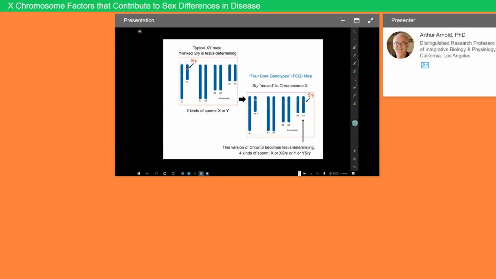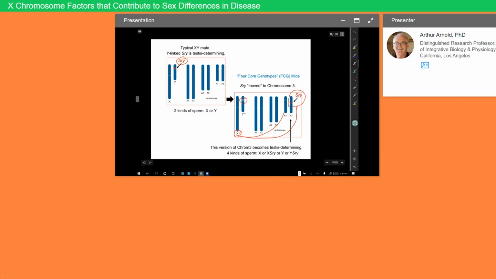A typical male on the left has the SRY gene, the testis determining gene, on the Y chromosome, and that male makes two kinds of sperm, either Y-carrying or X-carrying sperm. Whereas in the four core genotypes model, the SRY is not on the Y chromosome. It's been lost through a spontaneous deletion, and the SRY gene is inserted as a transgene onto chromosome 3. So this animal can make X sperm either with SRY or without SRY, and similarly can make Y sperm with SRY or without SRY.